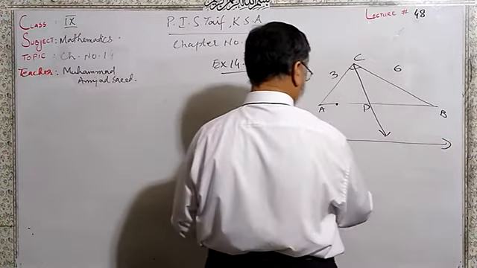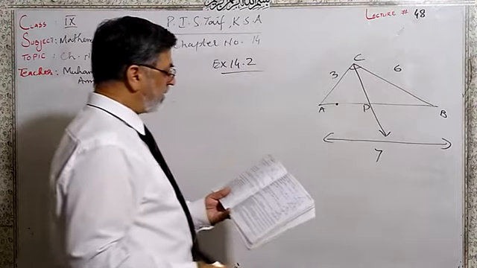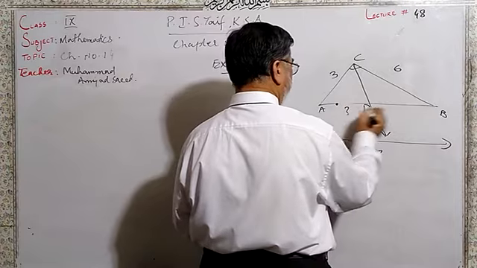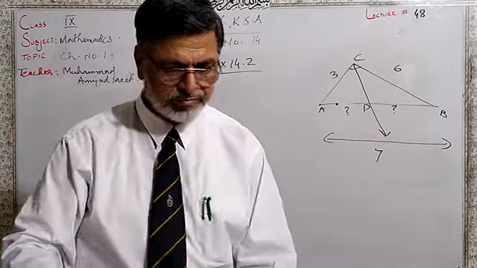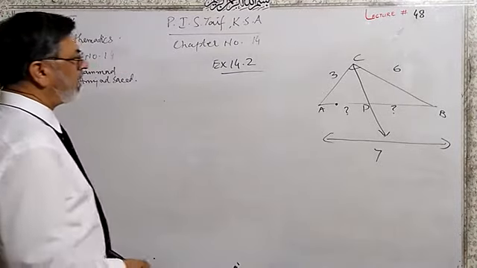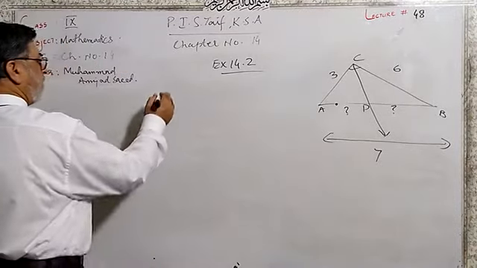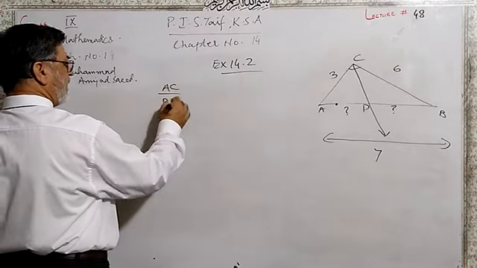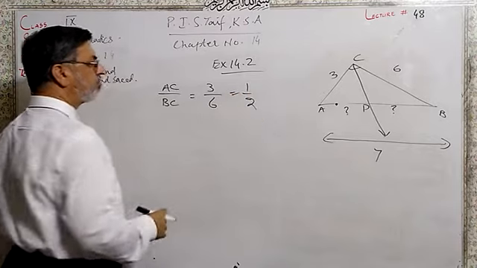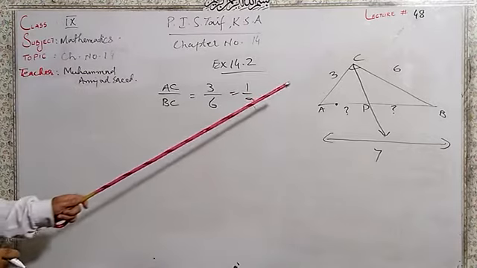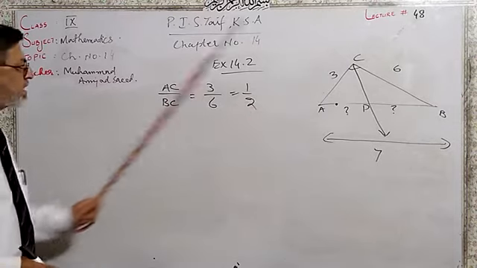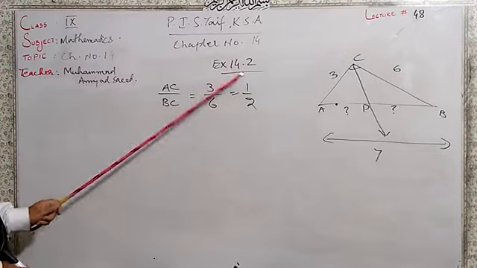Remember that in your book it is not written properly. This AB is 7. So we have to find AD and BD. First of all, look at the ratio of these two sides. AC over BC, what is the ratio of these sides? 3 over 6, that is 1 over 2. What is the ratio? 1 over 2.